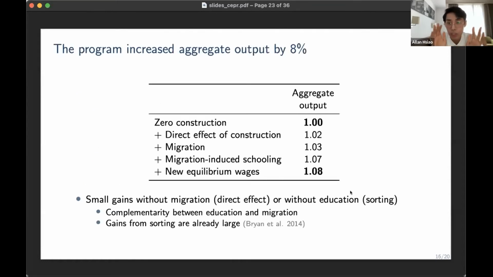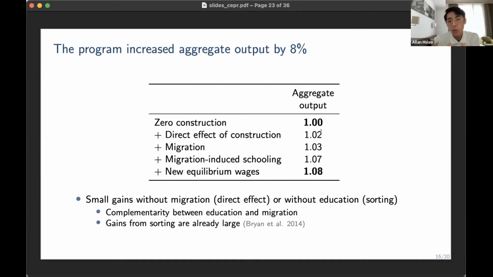So this is really the main result. The program increased aggregate output by 8%, but importantly, the main thing is how it gets decomposed. So first, let me think without any migration. If I shut down migration entirely, and I think only about the direct effect of building more schools, that's the difference between this top line, which has been normalized to 1, and building schools but not allowing anyone to migrate. That direct effect is only 2%.